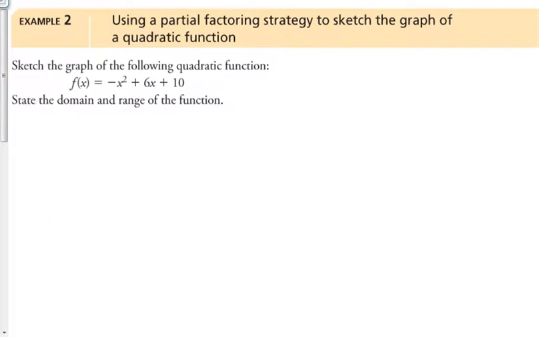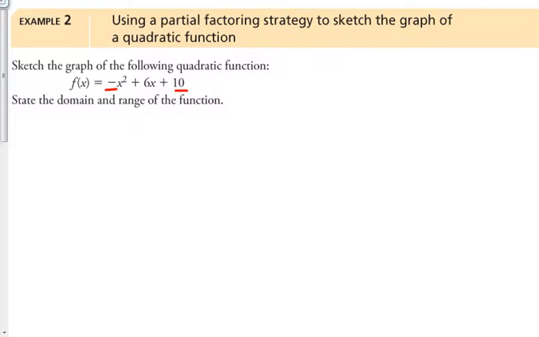Next question. We can also use a partial factoring strategy to sketch the graph of a quadratic function. For example, sketch the graph of the following quadratic function. F of x is equal to negative x squared plus 6x plus 10. State the domain and range of the function. Okay, if you look at this, it's kind of hard to think of two integers that multiply to negative 10 and add to 6. It's pretty much impossible.